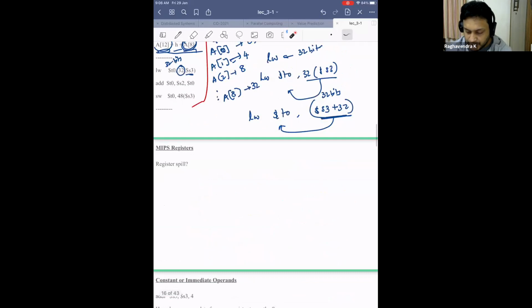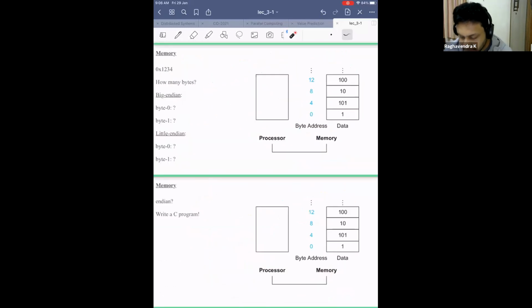There is one more interesting and important thing: how memory is arranged. There are two different schools of thought, or ways memory is organized as an architecture. One is big endian architecture, the other is little endian architecture. So what do I mean by that?